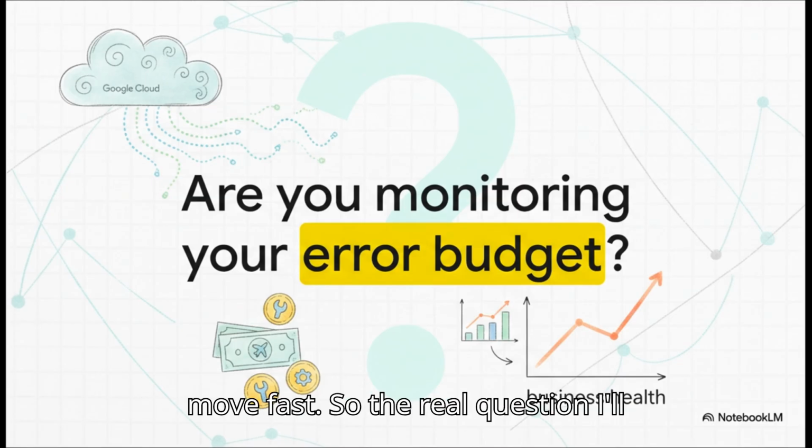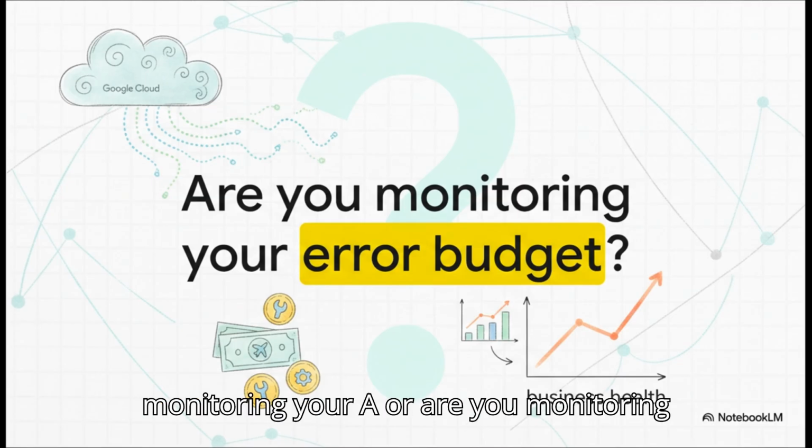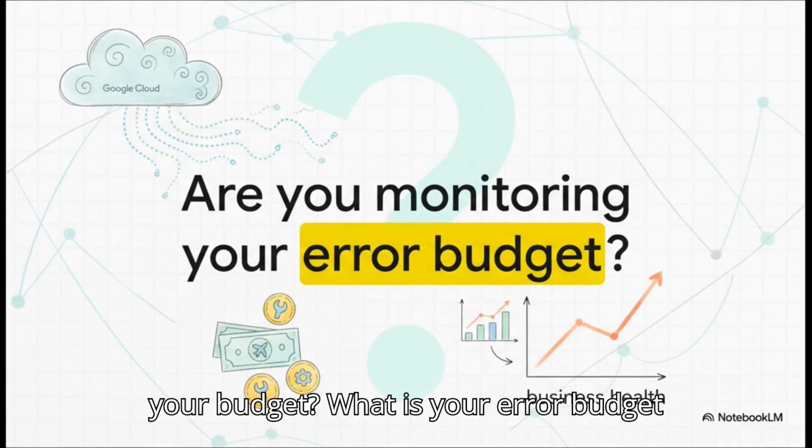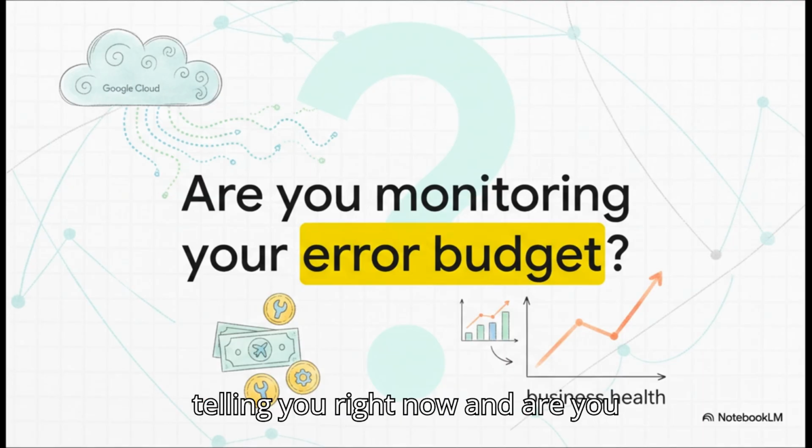So the real question I'll leave you with is this. Are you just monitoring your app, or are you monitoring your budget? What is your error budget telling you right now? And are you spending it wisely?